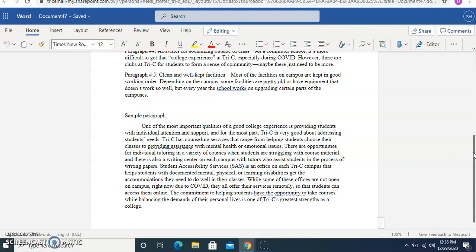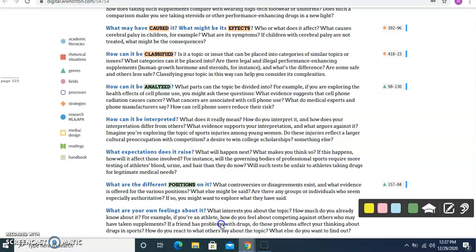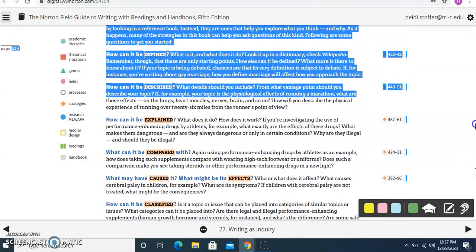So again, I gave several different examples of ways that Tri-C helps students with their individual needs. And at the end of the paragraph, I summed up that this is a strength that Tri-C has, and it gives a sense that I'm giving Tri-C a pretty good review, at least so far, right? So again, what I showed you is really just one question that I answered, right? If we go back to this page in the book, I just talked about how I define a college experience, right?